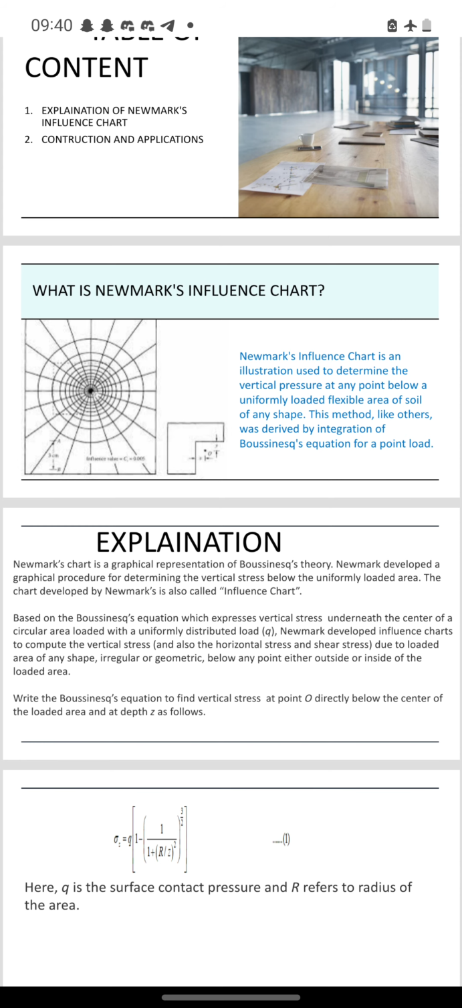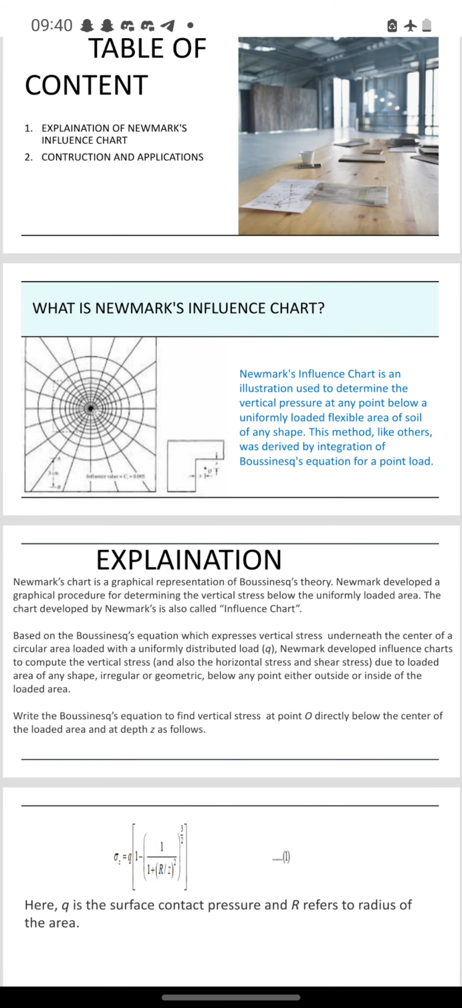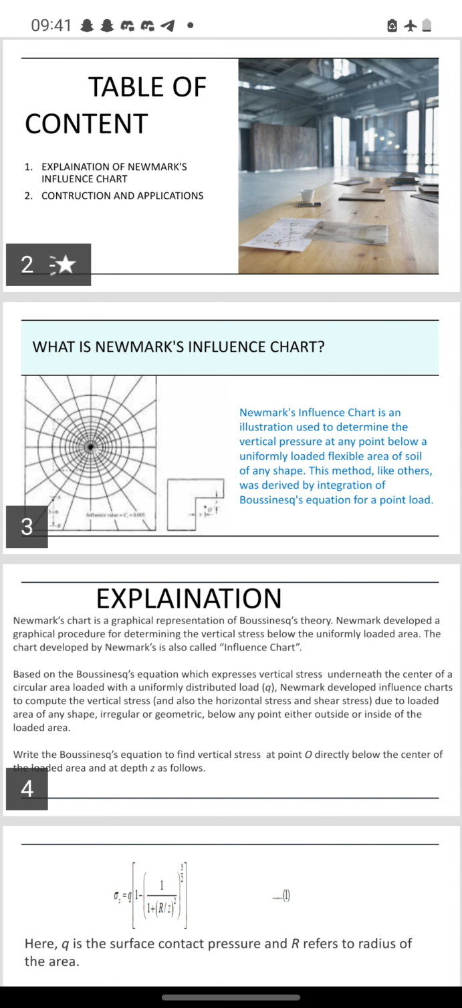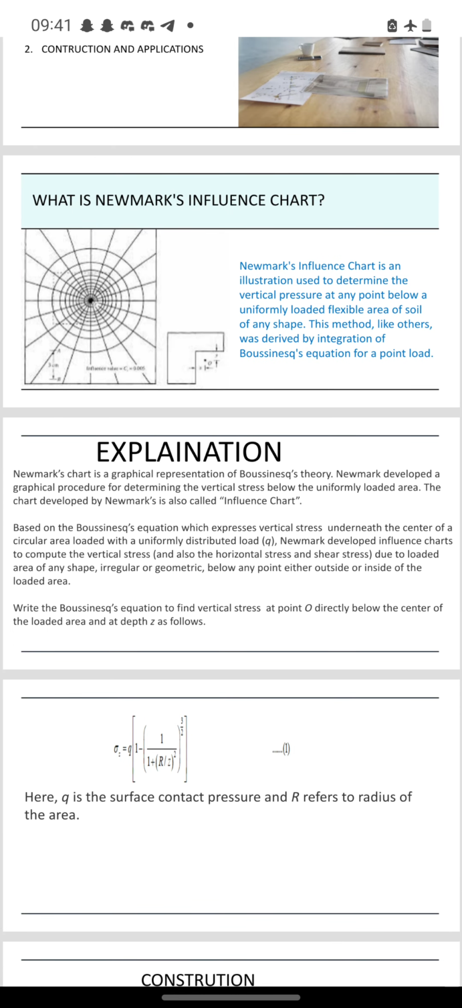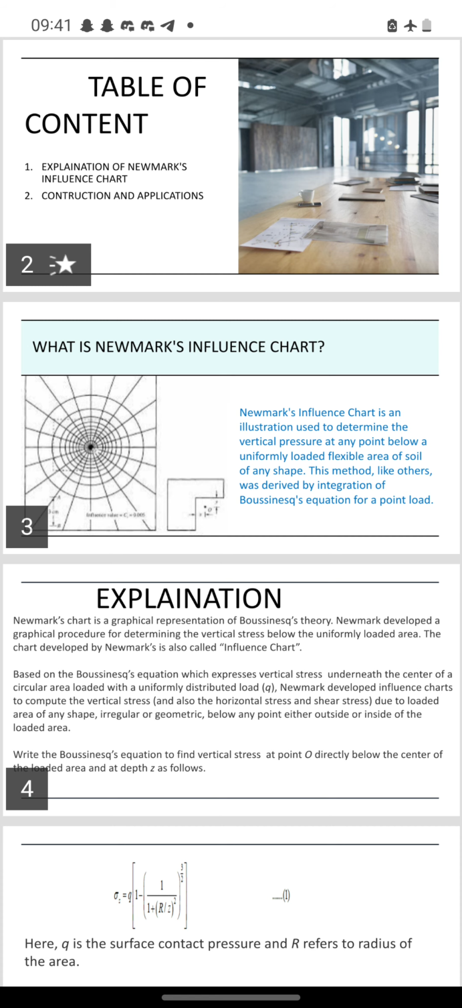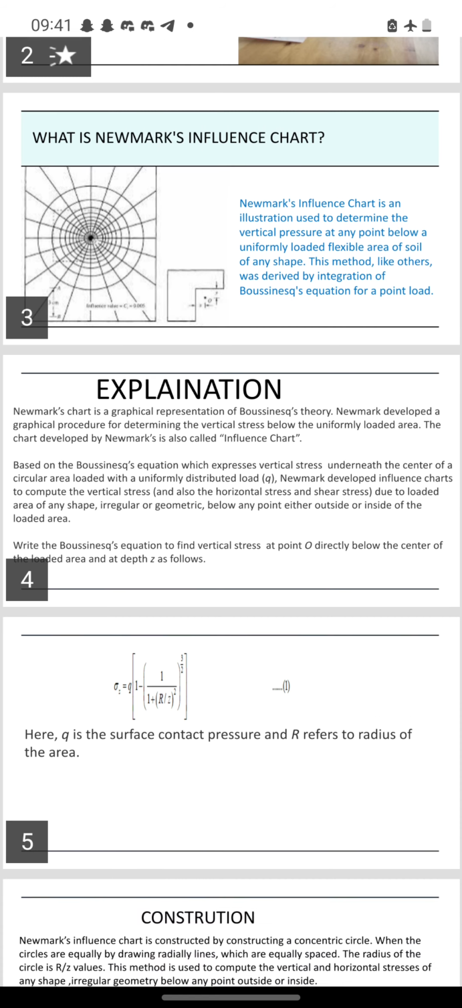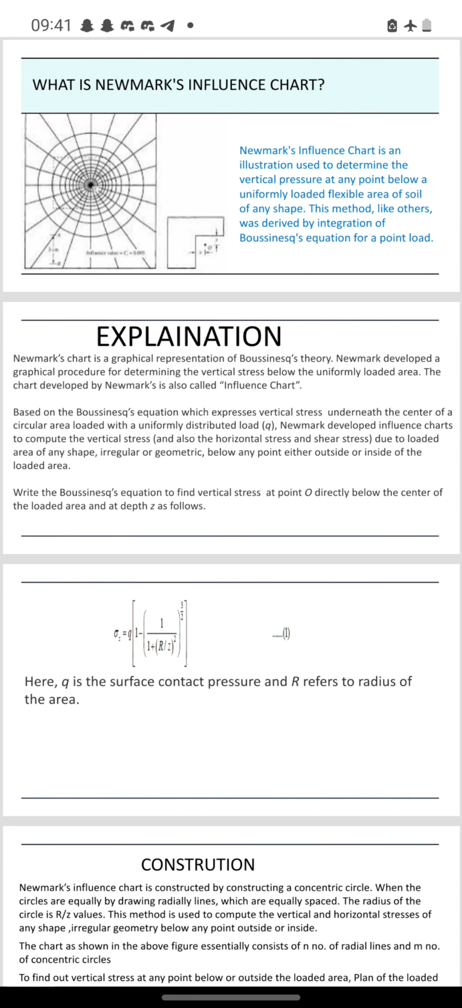Newmark's influence chart is an illustration used to determine the vertical pressure at any point below a uniformly loaded flexible area of soil of any shape. This method, like others, was derived by integration of the Boussinesq equation for a point load. Explanation: Newmark's chart is a graphical representation of Boussinesq theory. Newmark developed a graphical procedure for determining the vertical stress below the uniformly loaded area. The chart developed by Newmark is also called the influence chart.